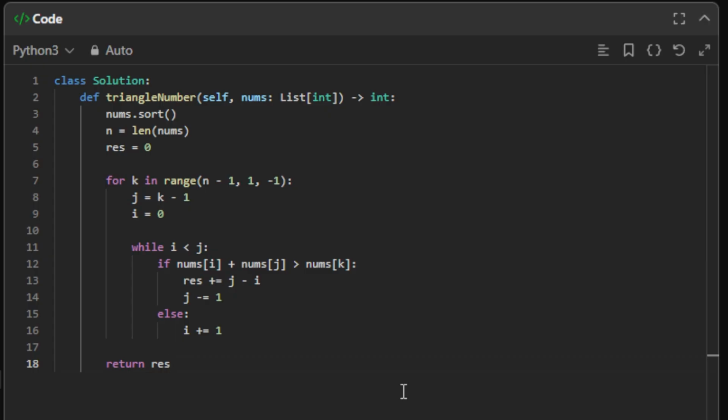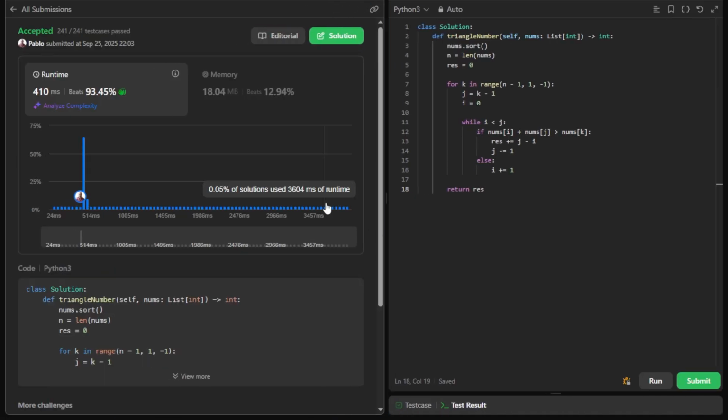So this is it for the code. I think this is right. Now let's submit this and see if it works. As you can see, this works and it's very efficient. Here time complexity will be big O of n square, and space complexity will be big O of 1 or big O of n if you consider sorting.